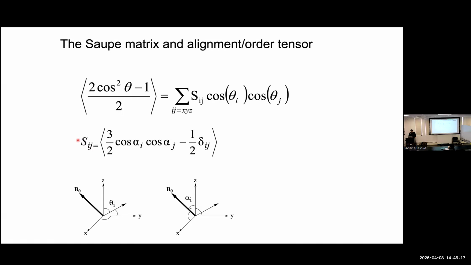Does that make sense? Very important. Another important thing here is that when you measure an average of something in NMR, the average of cos squared theta minus 1/2 is not the same thing as the average of theta. It's very important to understand that. And then we have to worry about dealing with the averages, and in a way, getting rid of them.